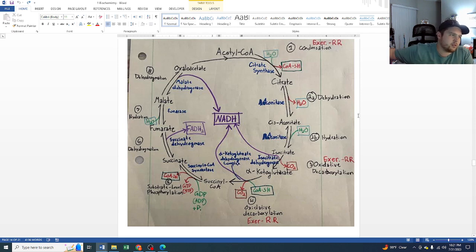Are they decarboxylation? What does decarboxylation do? What does phosphorylation mean? Dehydrogenation, all of that sort of stuff. Focus on those things.